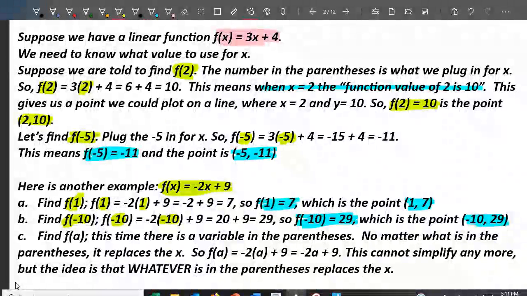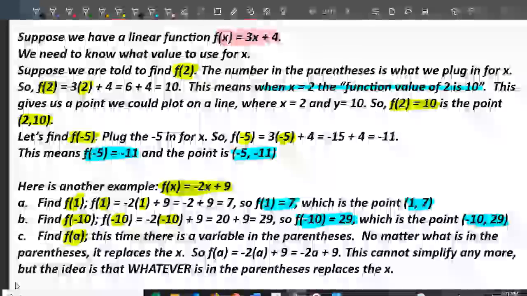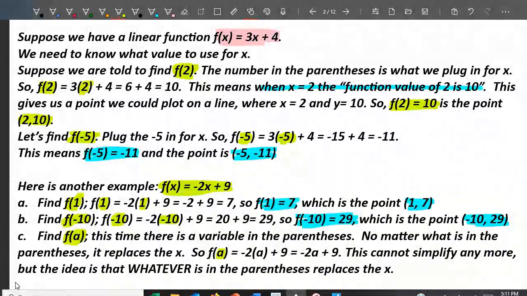Let's look at the next example. It wants me to find f of a. Sometimes you won't have a number in the parentheses. You have a variable or a binomial or something. But it doesn't matter what's in that parentheses. You're going to put it where the x is. So I'm looking for f of a. That means I put a everywhere the x is. And when I simplify, I get this. I can't really do anything else with it, but that's a new function with the x replaced with an a.